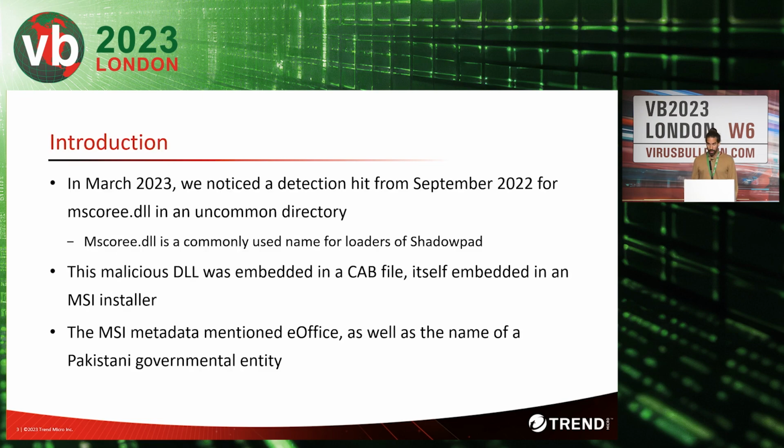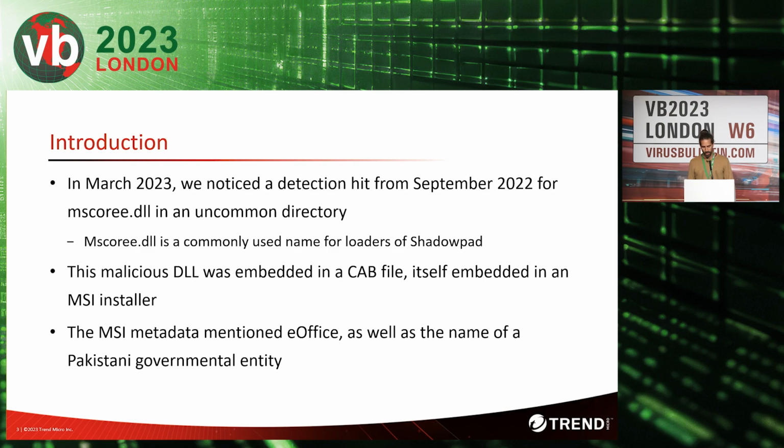It all started in March of this year, when we noticed a detection hit for a file named msquery.dll in an uncommon directory. The detection dated back to September 2022. Because we have been monitoring Shadowpad for a long time, we knew that this file name is commonly used for loaders of Shadowpad. Of course, this does not mean that if you see msquery.dll, it will be Shadowpad, and not all of the Shadowpad loaders are named like this, but still it raised our attention.